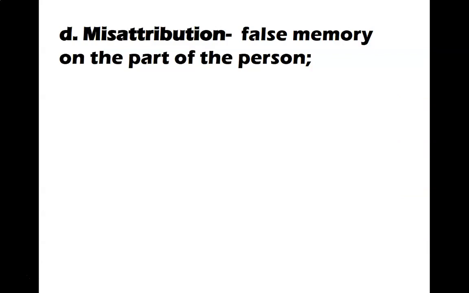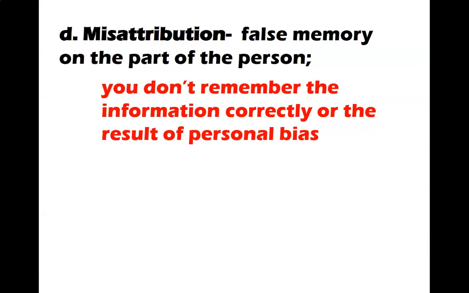Misattribution. Misattribution is false memory on the part of the person. You don't remember the information correctly. Okay, everybody's been guilty of this at one time or another, and certainly on social media, oftentimes we will point this sort of stuff out in other people, but maybe you just didn't have all the information. Maybe you only saw one part of the fight. You didn't know everything that was going on. Or maybe you just didn't like the person and you're viewing everything that they did negatively. Okay, but misattribution is when you just don't remember it correctly.